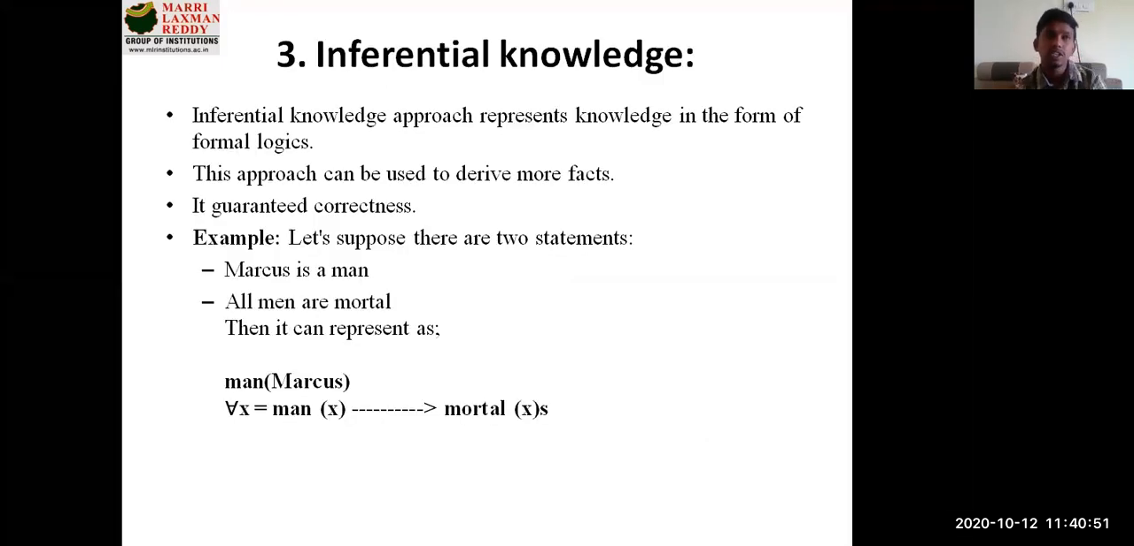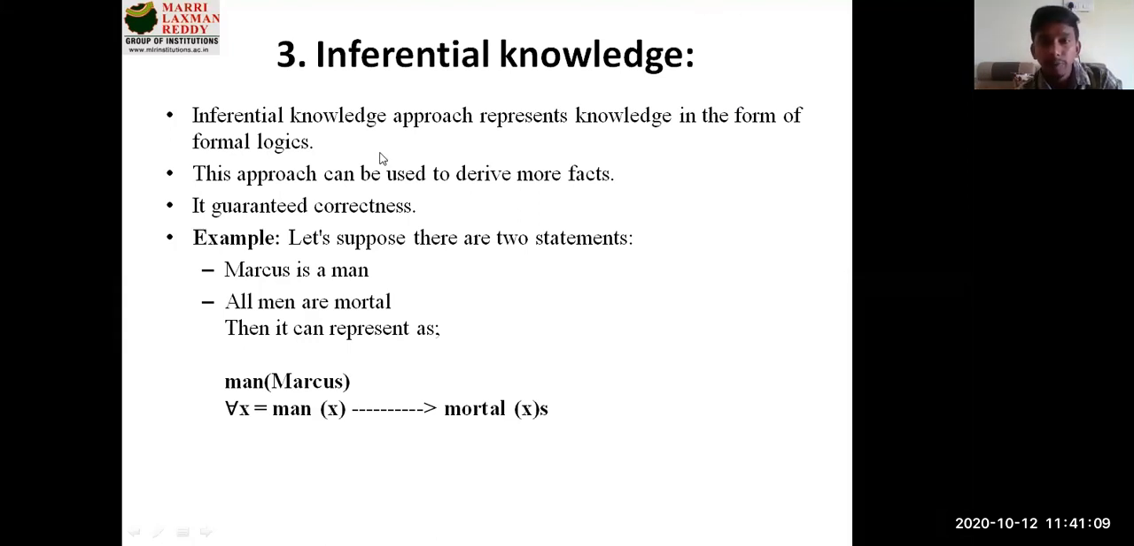The next knowledge approach is inferential knowledge, which represents knowledge in the form of formal logic, what we have seen in propositional logic and predicate logic. There we used the various quantifiers to represent your statements or the premises.